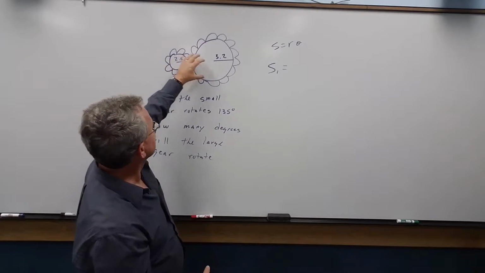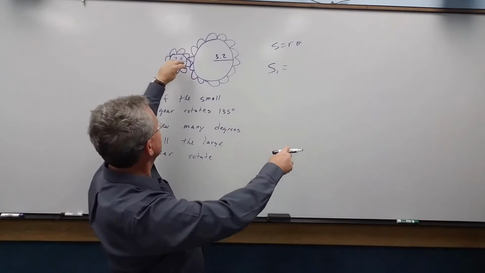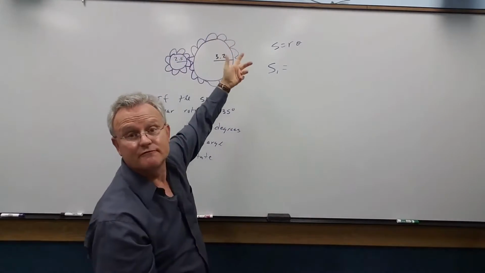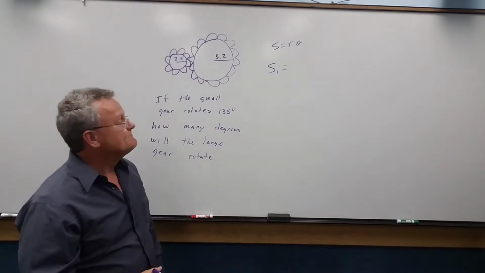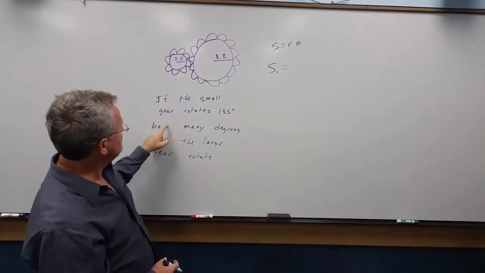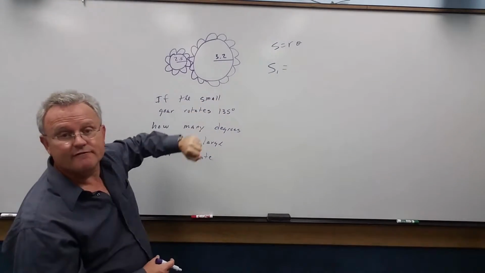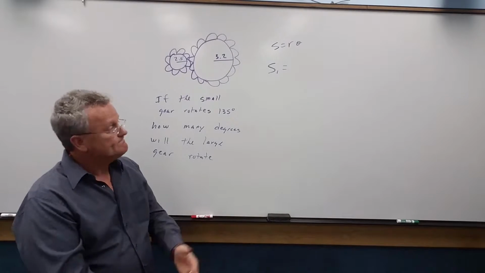The only difference is this gear is further up, and we just got a chain wrapped around the two. And as this one turns, it turns the front one. Yeah, it's essentially a bicycle. So the question here is, if this small gear rotates 135 degrees, how many degrees will the larger one rotate?